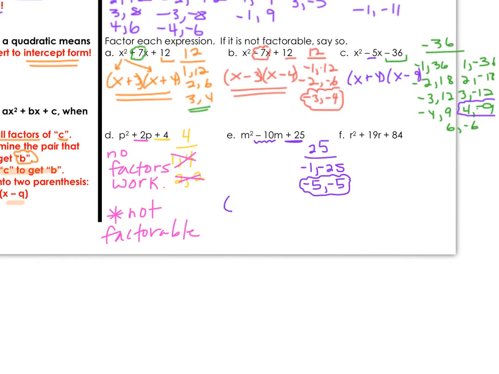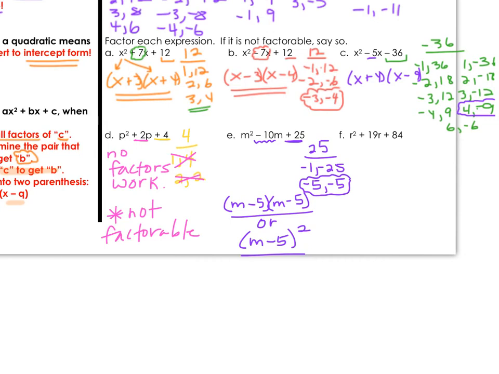When I split apart my parentheses into intercept form, m squared splits into m times m, and both of the 5's are negative, so just -5, -5. If you have the same parenthesis written twice, like a repeat, you can also write it as one parenthesis squared. Either form would be totally acceptable.